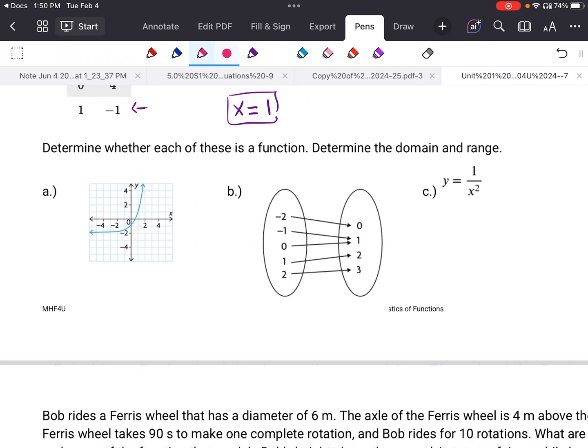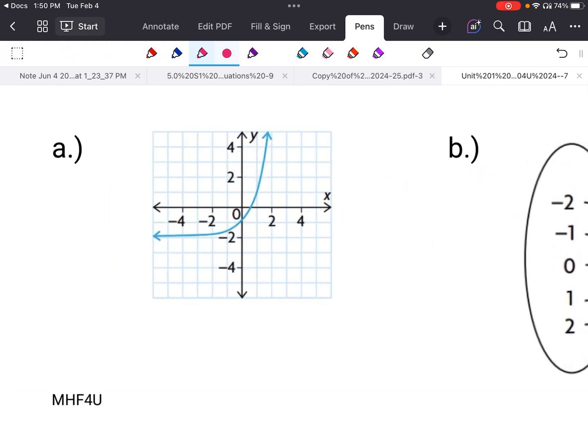Determine whether each of these is a function. Determine the domain and range. Okay, so this first one, vertical line test, doesn't matter where we put it. It never crosses the line more than once. So it is a function.